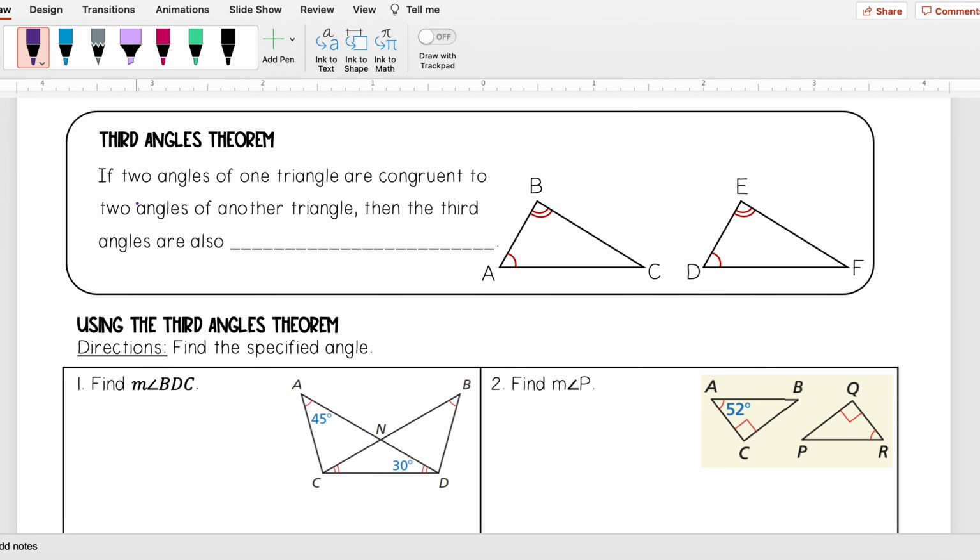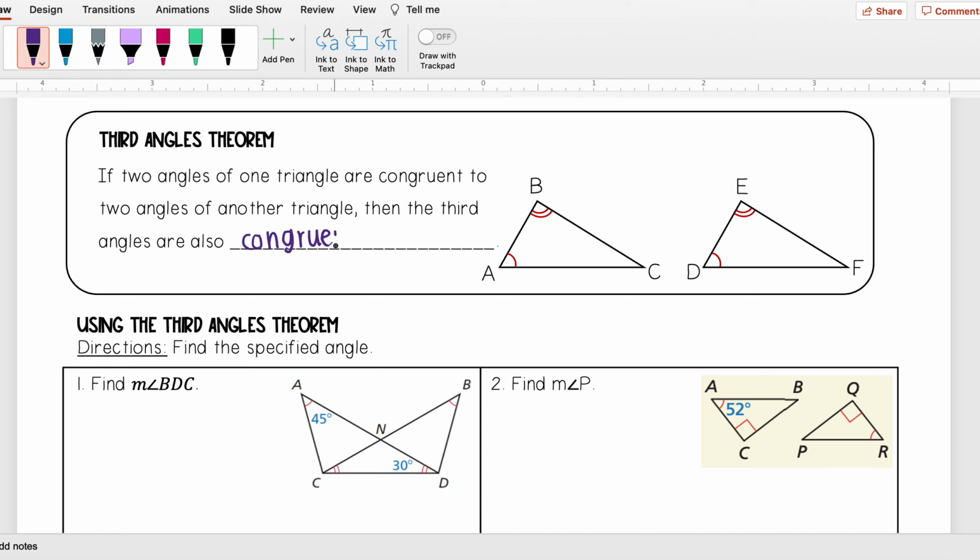In this next video, we're going to be looking at the third angles theorem. So the third angles theorem states that if two angles of one triangle are congruent to two angles of another triangle, then the third angles are also congruent. So that kind of makes sense.